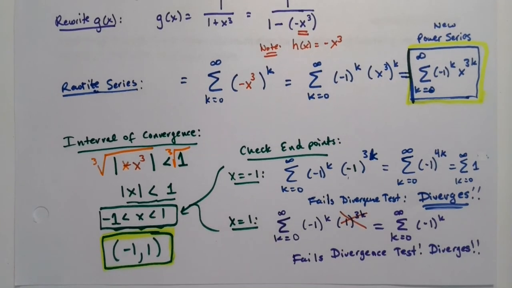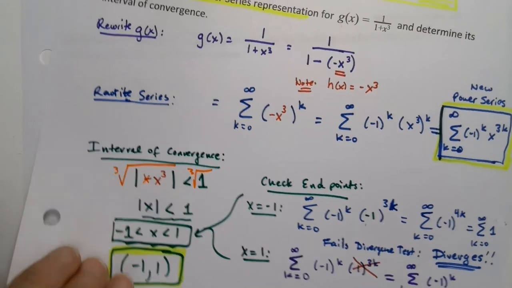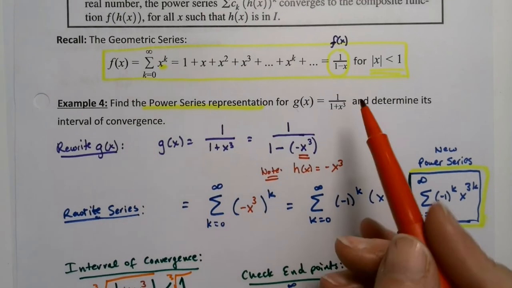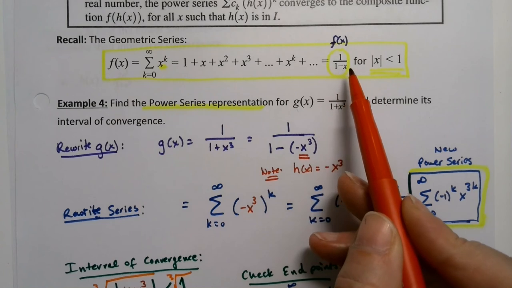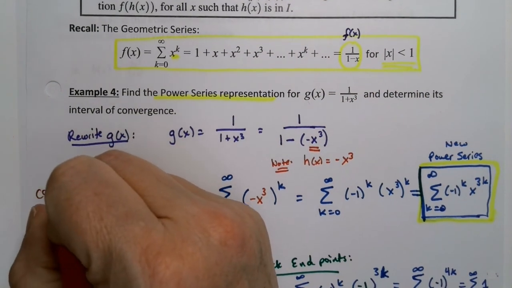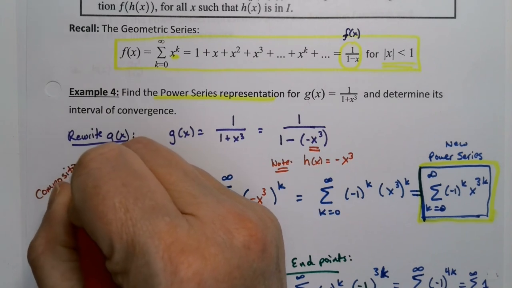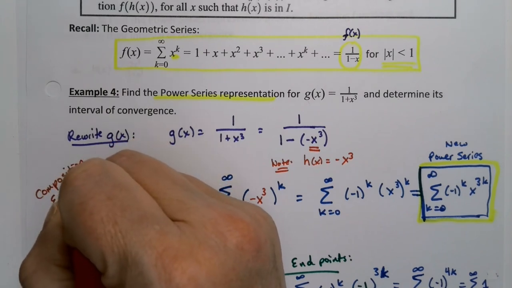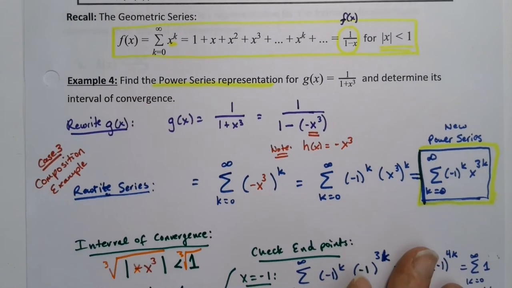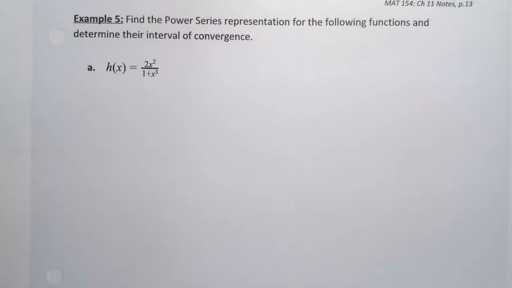Considering this last problem we just did, we realized that it's actually an example of a composition one, where we put one function inside a known power series function. So this was an example of composition, which is case 3 from that theorem.